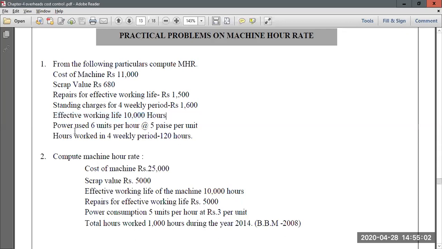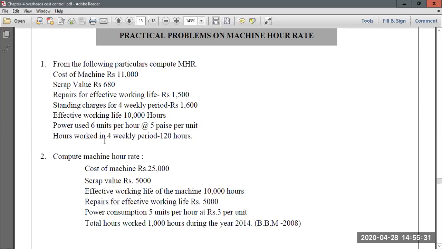Then they have given power use: 6 units per hour at 5 paisa per unit. How do we get it? Per hour we consume 6 units of electricity and per unit it is 5 paisa. So we have to calculate the power for an hour. How do we compute power per hour? 6 units is for 1 hour. That means in 1 hour we consume 6 units and each unit will cost 5 paisa. So you have to multiply 6 units into 0.05. That will give you the power charges per hour.